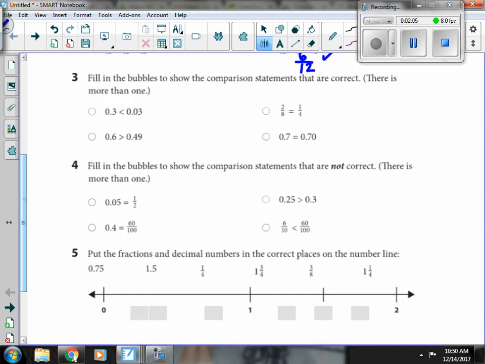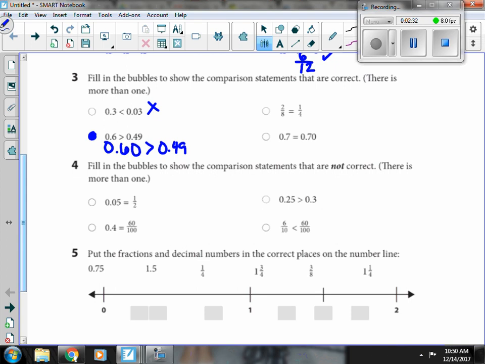Number 3, fill in the bubbles to show which are correct, and there is more than one. This says 3/10 is less than 3/100. That's not true. I'd rather have 3 dimes than 3 pennies. This one says 6/10 is greater than 49/100. If I want to, I can rewrite that as 60/100 is greater than 49/100. And I see that that one is true.